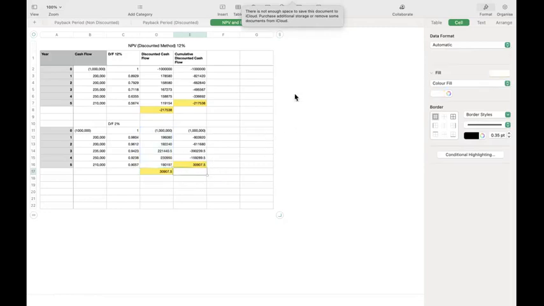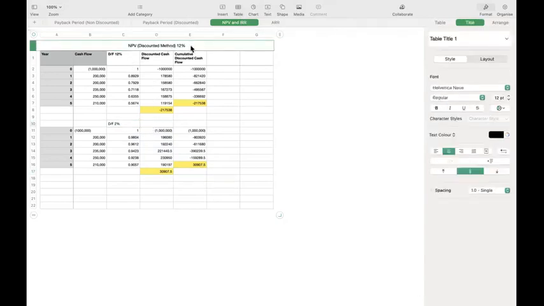So this is how you calculate the NPV, net present value, discounting method 12% and 2%. Of course, you can use different discounting factors. It's up to you to decide. But here I've used 12% because the question specified to use 12% as the discounting factor.